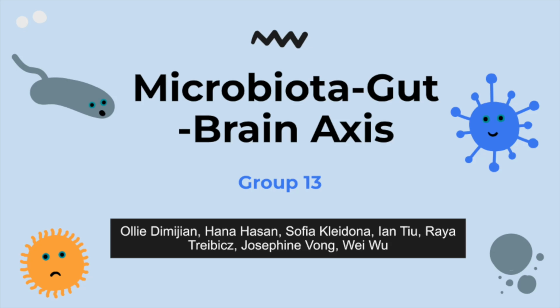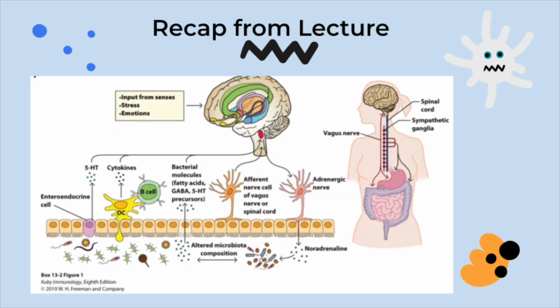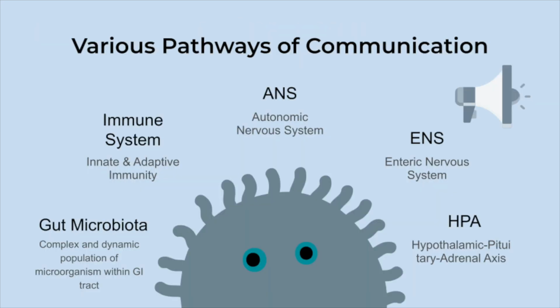In today's presentation, we will introduce you to the Microbiota-Gut-Brain Axis and explore its impact on disease and immunity. Starting with a quick refresh, we learned from the lecture that the Microbiota-Gut-Brain Axis is a bidirectional communication system between the gut, the microbiota contained in the gut, and the brain. This intricate network involves a constant exchange of signals and information and plays a crucial role in maintaining the homeostasis of various physiological and psychological processes.